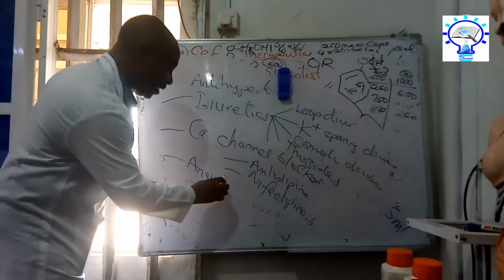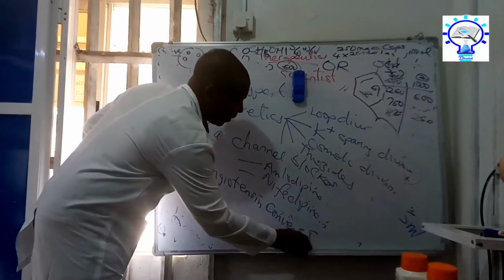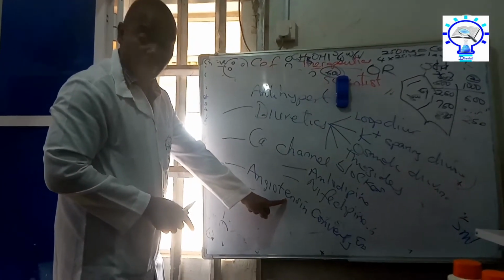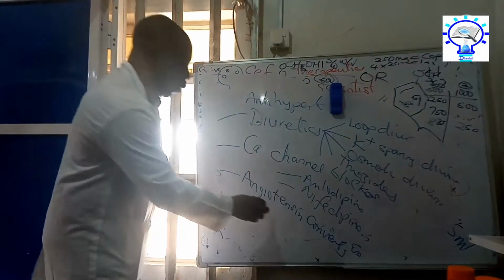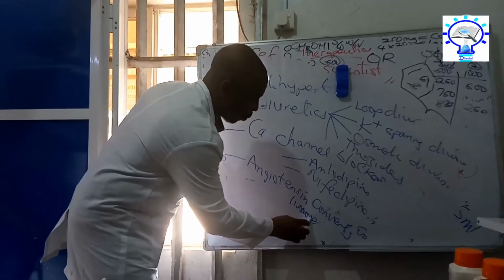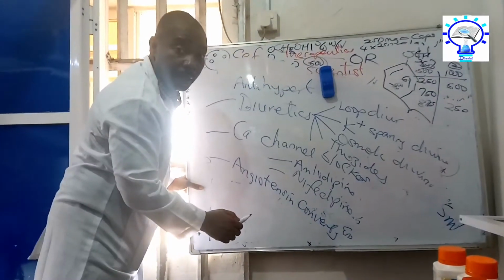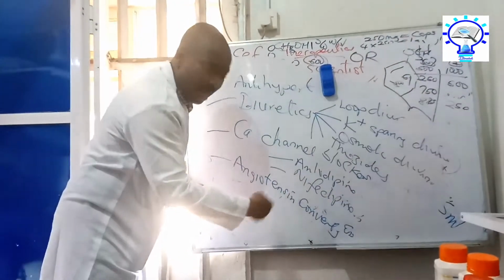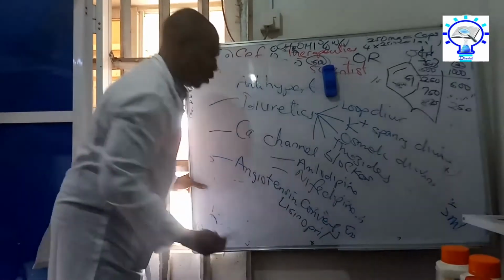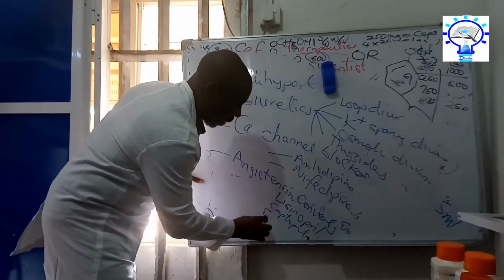Then we have angiotensin converting enzyme inhibitors. Is lisinopril there? Lisinopril is in this class, this angiotensin converting enzyme inhibitor. It's not in calcium channel blocker. Lisinopril, lisinopril, we are calling the same thing. It's our tongue that is different. Lisinopril. Then captopril. There's enalapril.